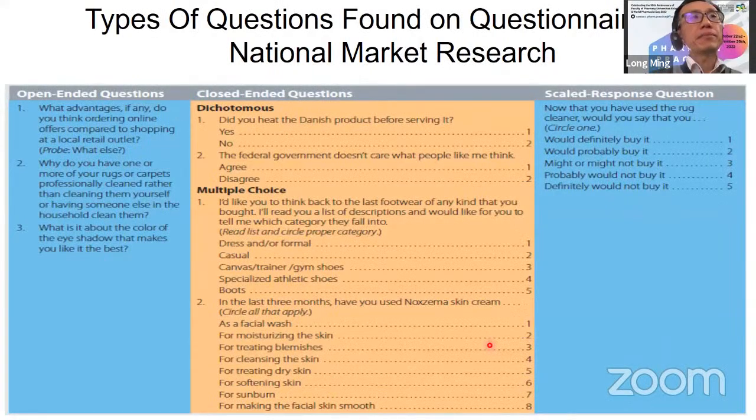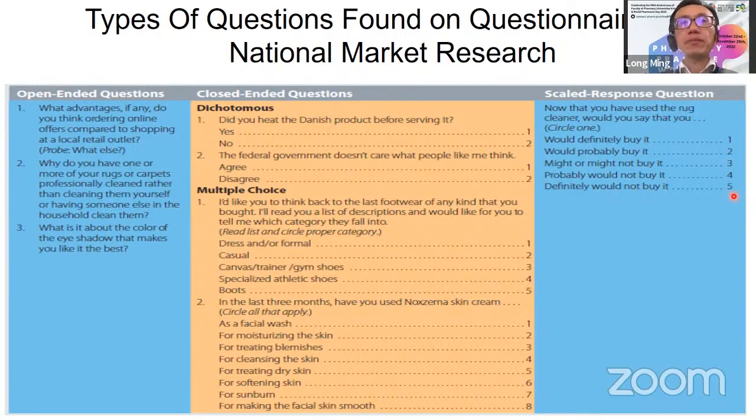Let's look at some examples. Open-ended questions: what advantages, if any, do you think ordering online offers? Close-ended, if you have the dichotomous one, a yes or no question, or multiple choice, as I mentioned. Scale response questions: now that you have used the rug cleaner, would you say that you, circle 1, would definitely buy it, up to 5, definitely would not buy it. This is normally the 5-point Likert scale.